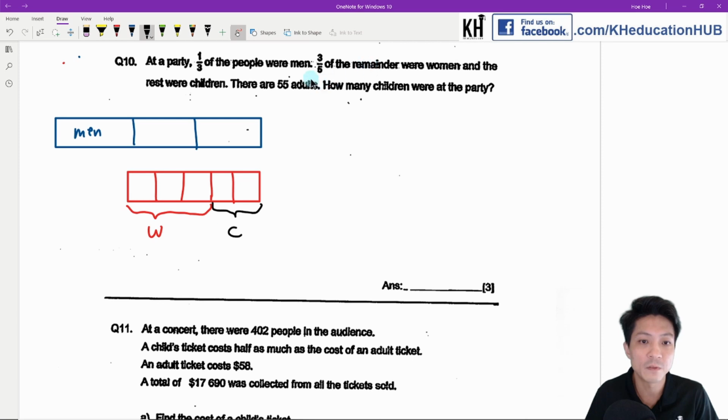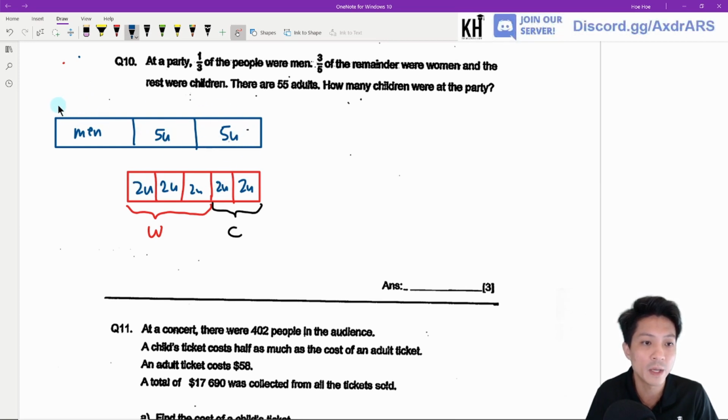Okay, there are 55 adults, so the first thing we need to do is cut them into equal parts. So this one is 5 and one is 2. I need to cut it into 2 units, 2 units, 2 units. Okay, 2 units, 2 units. So this will be each 5 units, 5 units. Okay, so it'll be 10, 10, it'll be the same, which means that man over here is also 5 units.